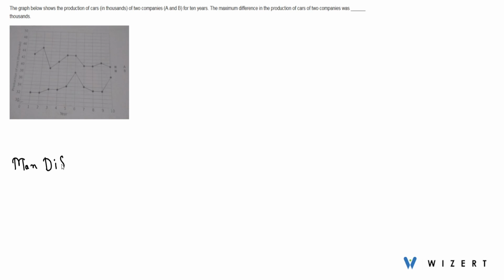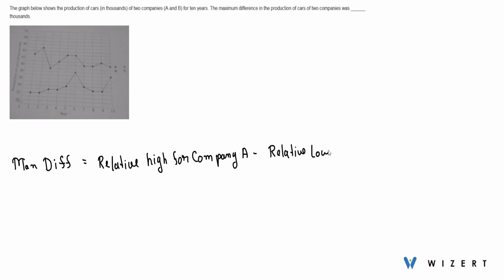Max difference equals relative high for company A minus relative low for company B.